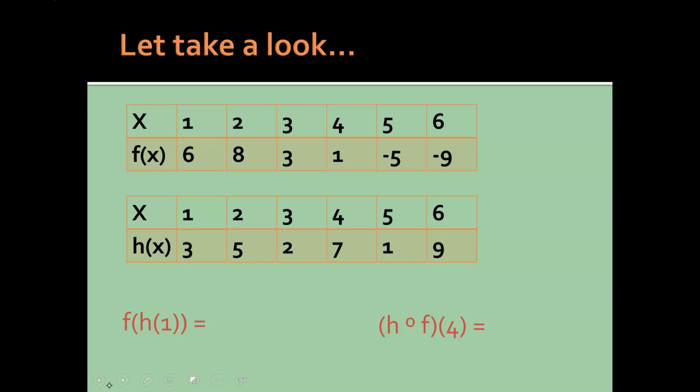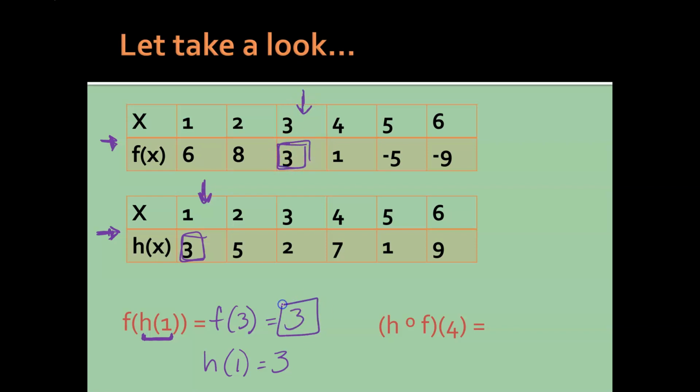All right, take 2. So, h function. I need to figure out what is h of 1. So we go to the h function. When x is 1, what is y? It is 3. So then I can replace h of 1 with 3, and I'm looking for f of 3. So go to the f function, and when x is 3, what is y? It is also 3. So my answer is 3.